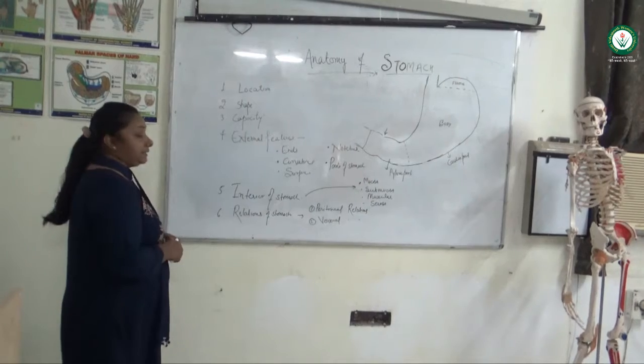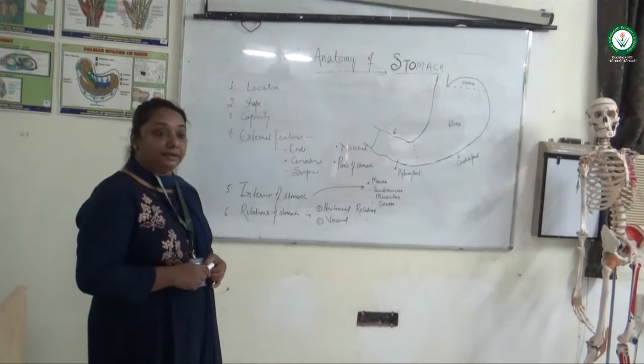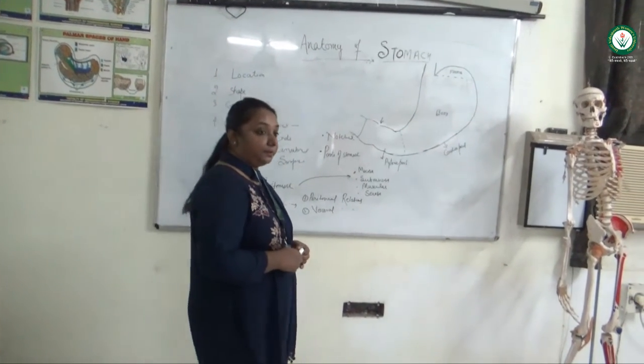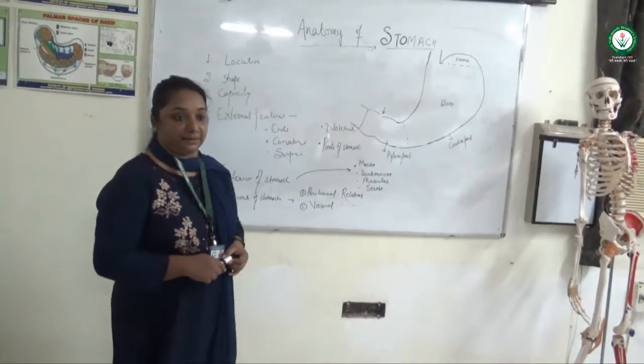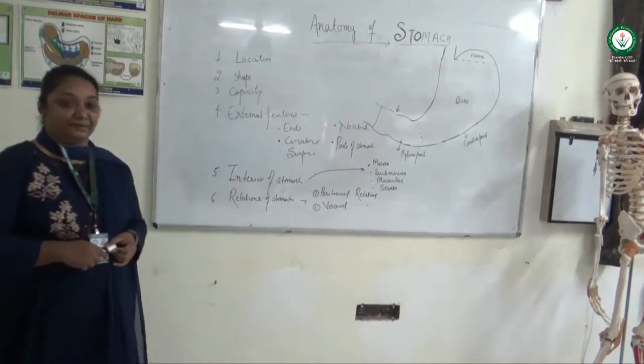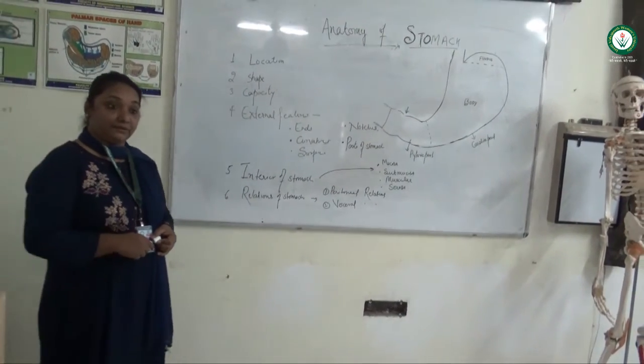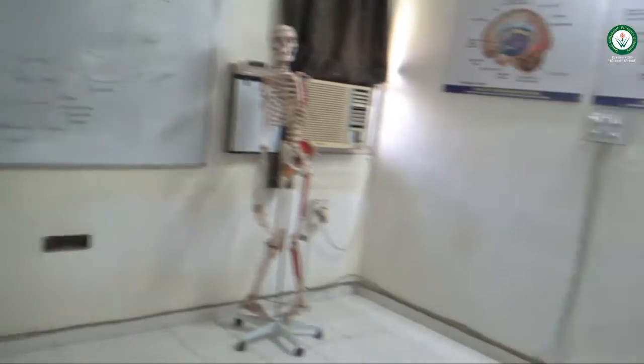Now we will see the capacity of the stomach. It is varying because it is dependent upon the body of the person. It has a 30 ml capacity in neonates and infants, and a capacity of 1 liter in the adult. Now we see the external features.